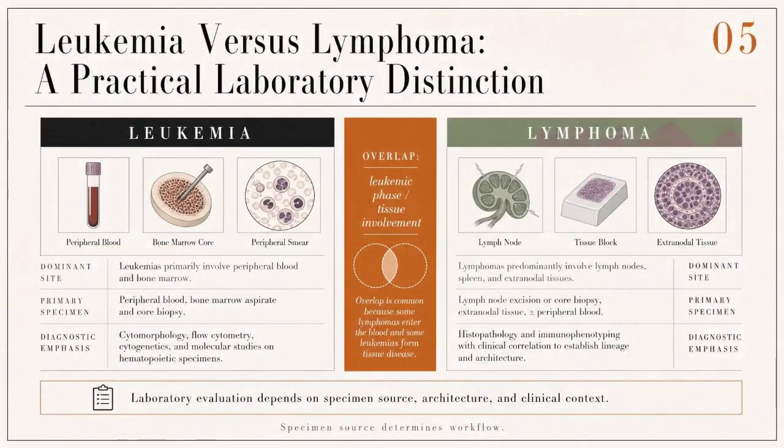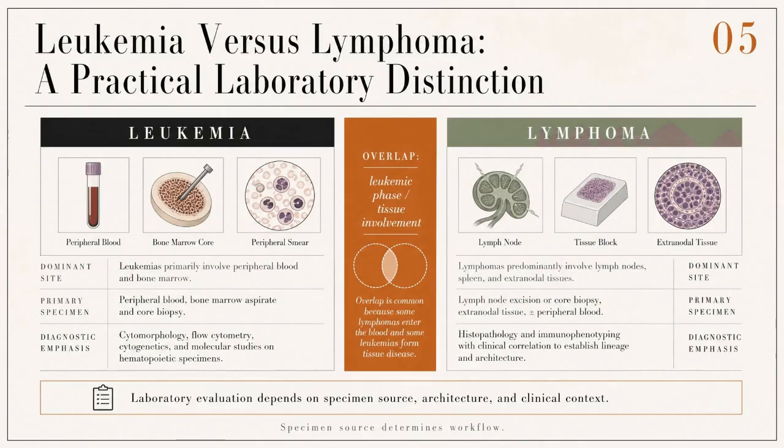As we transition into the practical laboratory distinction between leukemia and lymphoma, it is essential to appreciate how this differentiation shapes every step of our histotechnology workflow and diagnostic reasoning. Mature lymphoid neoplasms encompass a broad spectrum of diseases that, while biologically related, manifest in distinct clinical and pathological contexts. The terms leukemia and lymphoma are not merely semantic. They reflect fundamental differences in tissue involvement, specimen types, and laboratory approaches that directly influence how we process, stain, and interpret diagnostic material.